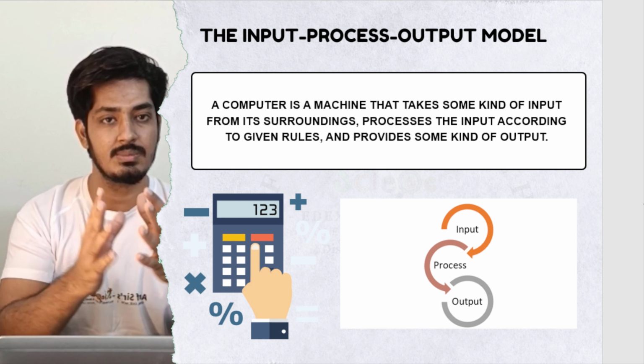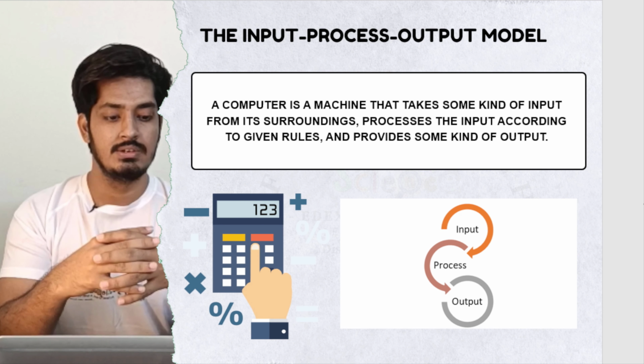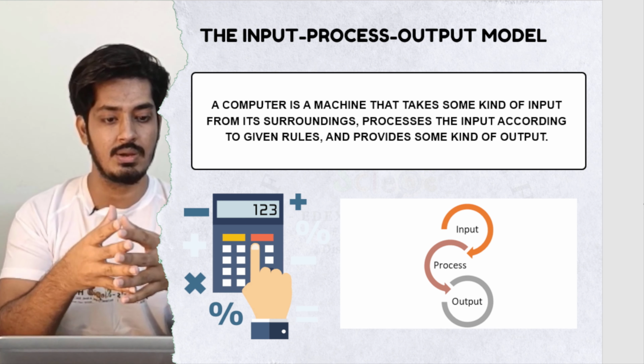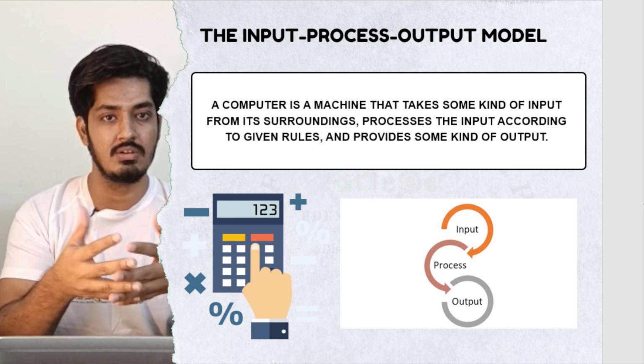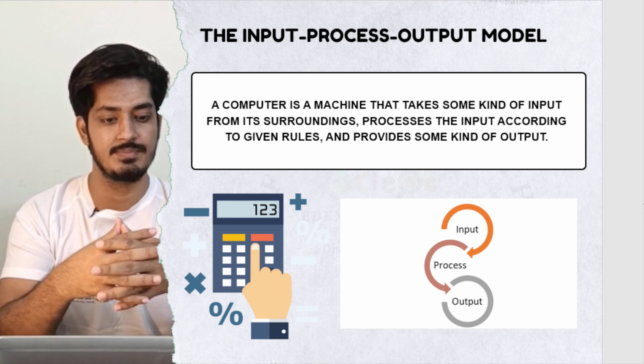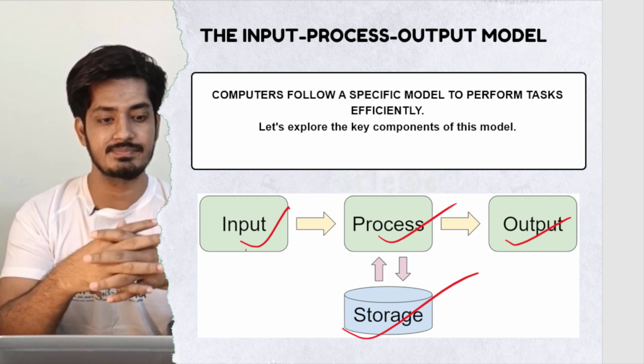That means a computer works in this basic model. I think this input, process and output model is very clear to you. And if you still have any problem or confusion, let me know in the comment section. So let's move to the next slide.